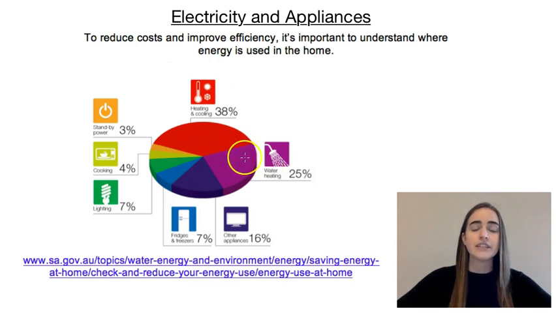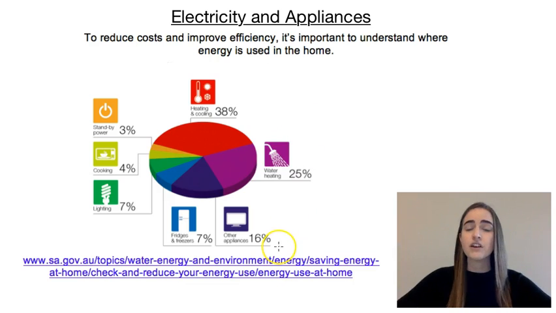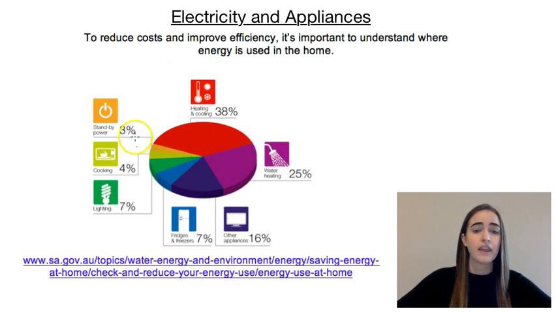But if we look specifically at this graph, it's all based on averages. So obviously from house to house, it's going to be different. But you can see that the major use of electricity and gas is heating and cooling. So that's 38%. Then we've got water heating, 25%. We've got lighting, 7%. We've got cooking, fridges, freezers, and other appliances, which can all be looked at as the same thing. So we've got 16, 7, and 4%. So altogether that would be 27%. And then we've also got this standby power, which is 3%.